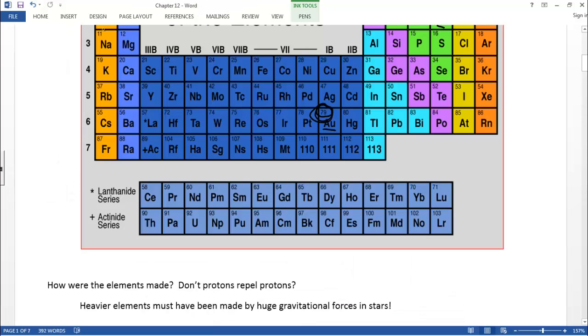Now it's an interesting question to ask, how were atoms made? In order to get 79 protons inside of a gold atom, all those protons have the same charge, and like charges repel. So how did these protons all get pushed together against the repulsive force? Well, the theory is that the heavier elements must have been made by huge gravitational forces inside stars, and then those stars exploded in a supernova and were spread across the universe.